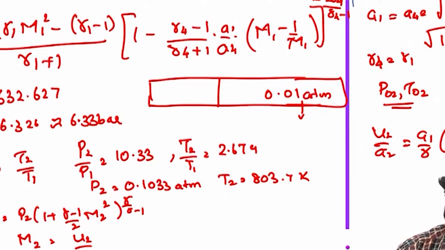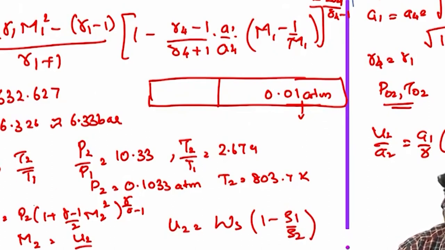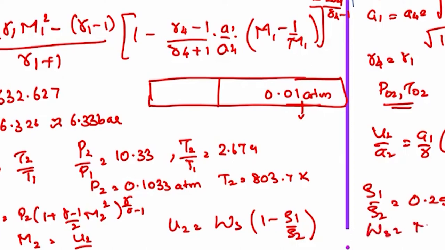or you can also go slightly from the first principles that U2 is WS multiplied by 1 minus rho 1 by rho 2. And if you know P2 by P1 and T2 by T1, you can calculate rho 1 by rho 2. And rho 1 by rho 2 turns out to be 0.2593. And WS is nothing but M1 multiplied by A1. So from this, you can get U2. U2 turns out to be 771.488 meter per second. So it's not small, it's very good velocity.